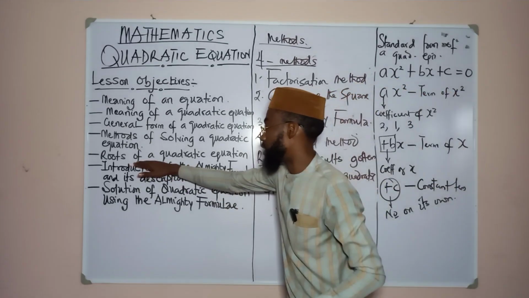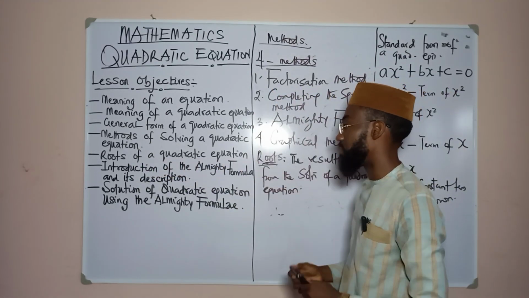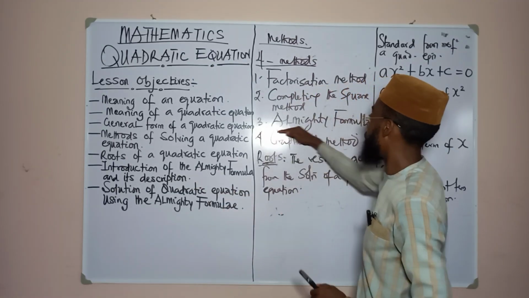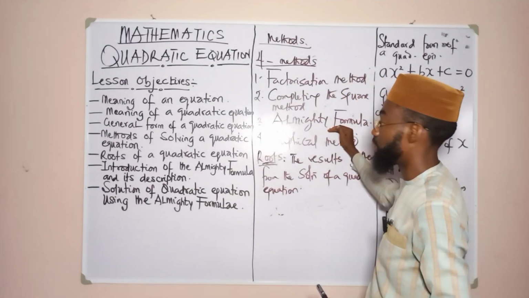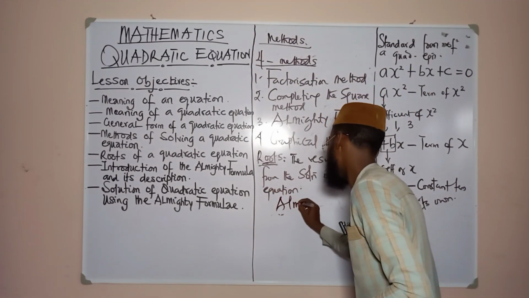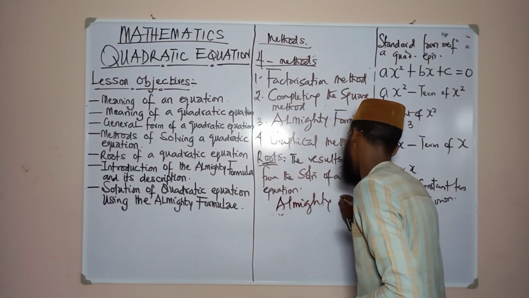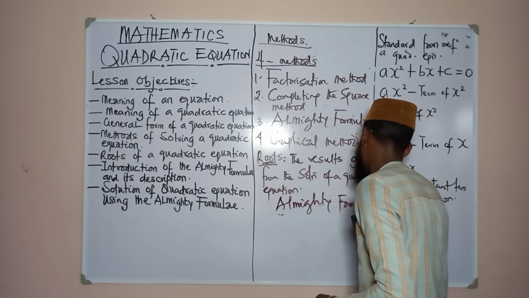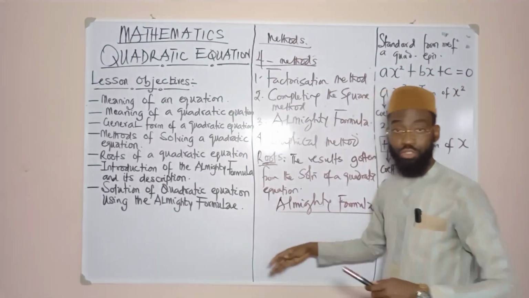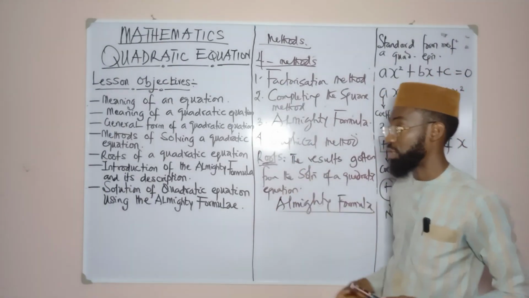We are done with the roots, or the explanation of what the roots actually stand for. Now we have the introduction of the almighty formula. And that is the third method. We are going to use this method today to solve quadratic equations. Another name for the almighty formula is the formula method. And that is oftentimes the best method students enjoy using to solve quadratic equations.